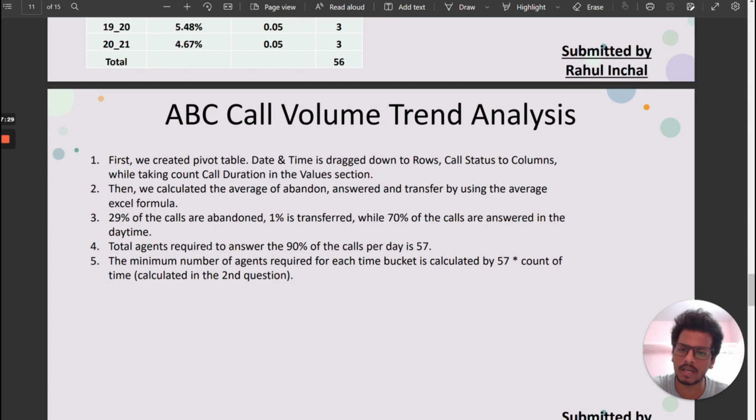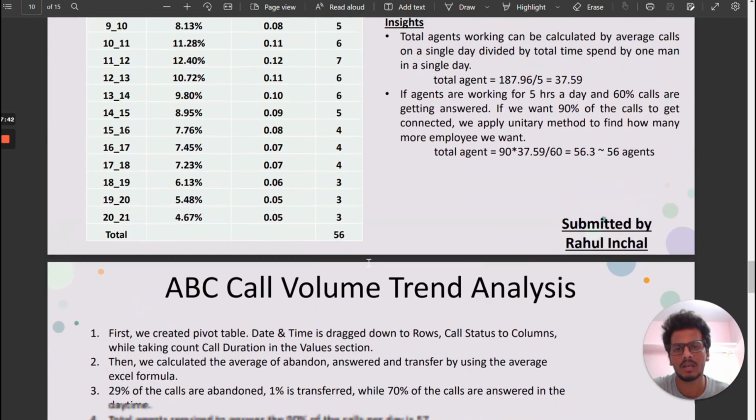The total agents required to answer 90% of the calls per day is 57. The minimum number of agents required for each time bucket is calculated by 57 into the count. That is calculated in the previous column.